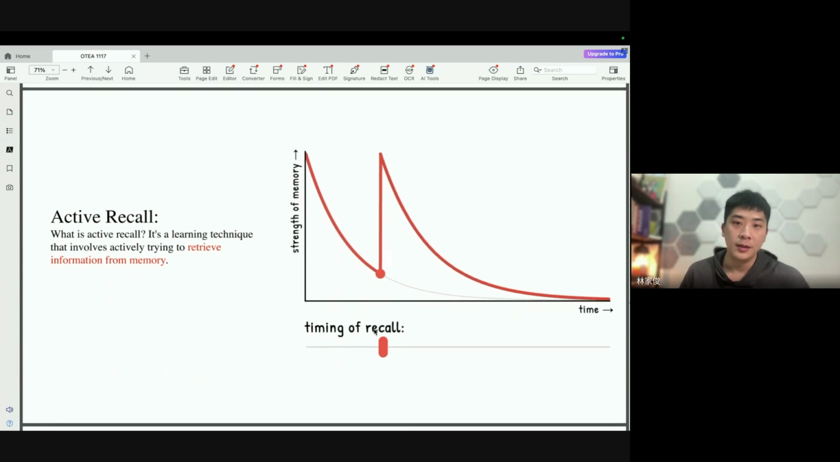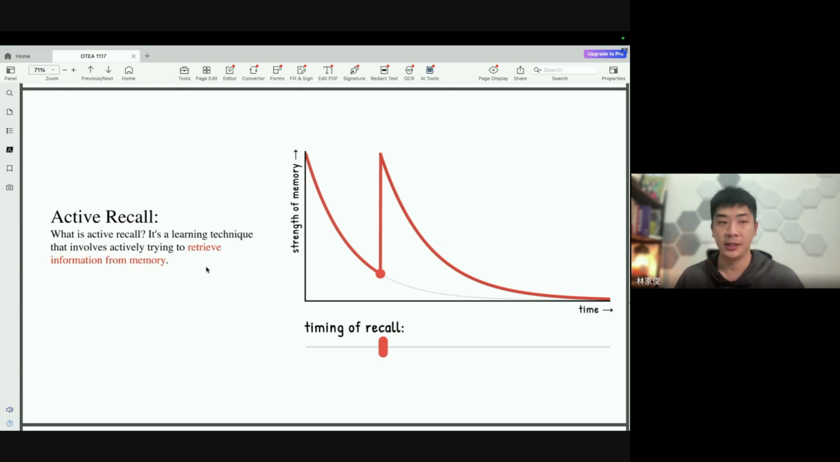So if we want to maintain or retain the strength of our memory, what we need to do is practice active recall. In Mandarin, it's called 回想. Active recall is a learning technique that involves trying to retrieve information from our memory. So we ask ourselves questions about a topic or try to recall specific details, testing our ability to remember.